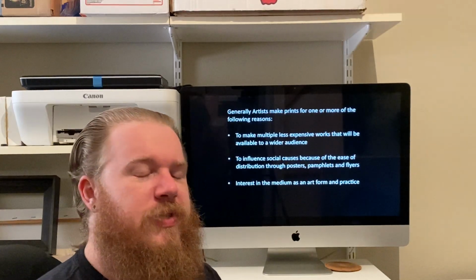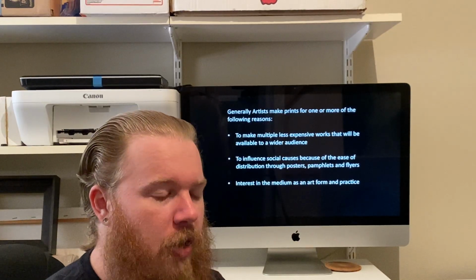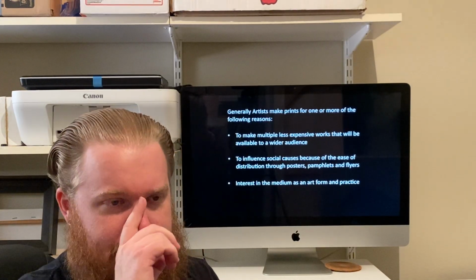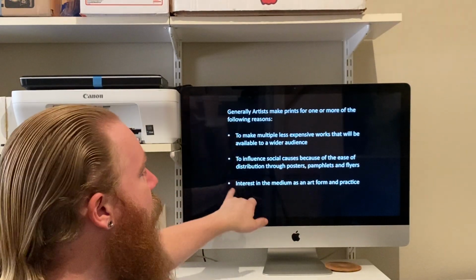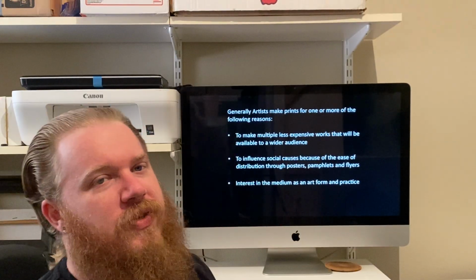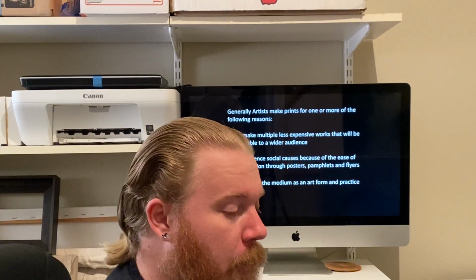But we can also use it as an interest in the medium or as an art form in and of itself. In the past, it was definitely used for more or less these two things. However, nowadays, we also have artists that work in print medium exclusively as well.